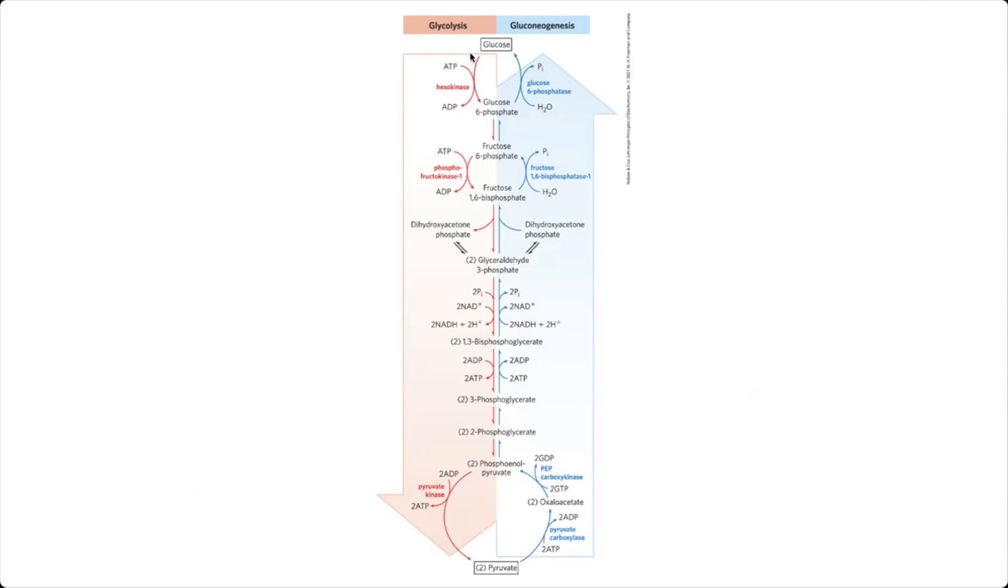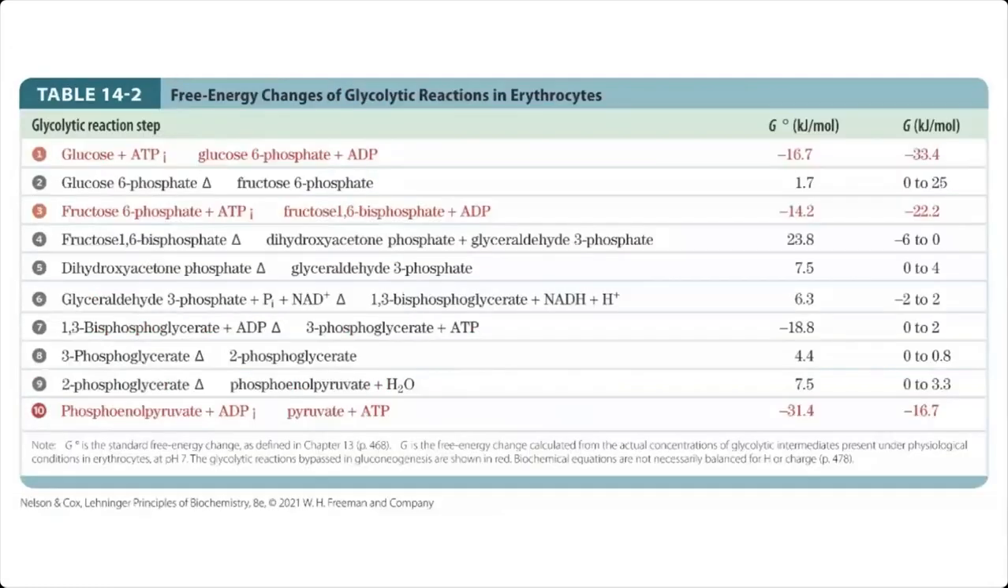These are the steps at which we spent ATP in the beginning, our investment, and our big bang at the end, where we're generating ATP. Those steps require bypasses in gluconeogenesis because they have a really negative delta G that is pretty impossible to reverse just by changing the concentrations. Or if we were to change the concentrations, we would be making it impossible to do glycolysis.